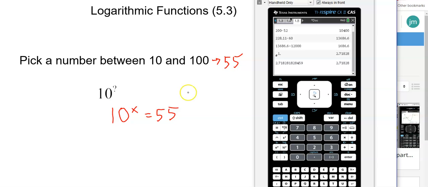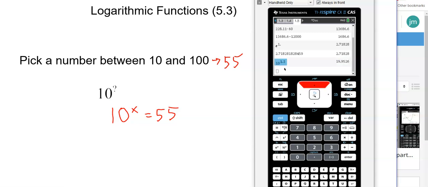But I don't know what that power is. You'd have to guess, it's somewhere like 10 to the power of, I don't know, 1.3 or something. Oh, no, more than that. Maybe 1.5. 10 to the 1.5 is 31. 1.6 is 39. I gotta go higher, I guess, huh?